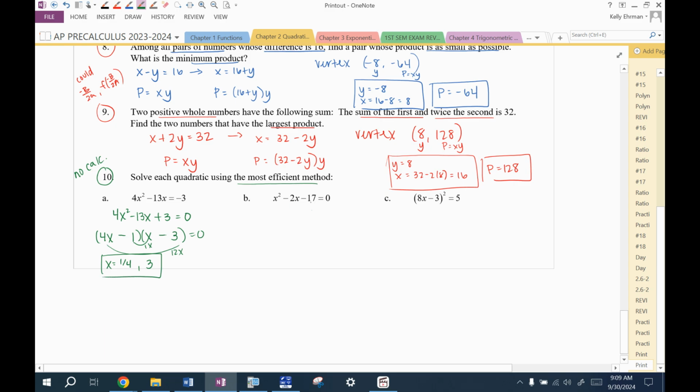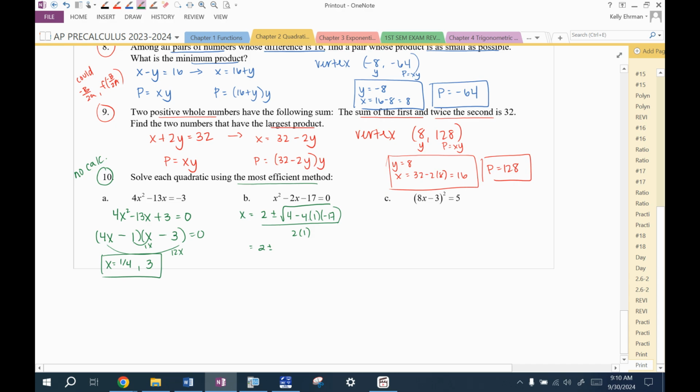For this one, I'm not going to be able to do factors of 17, which are 1 and 17, that add or subtract to get negative 2. So I have to quadratic formula this one. 2 plus or minus square root of 2 squared is 4, minus 4 times 1 times negative 17, all over 2 times 1.